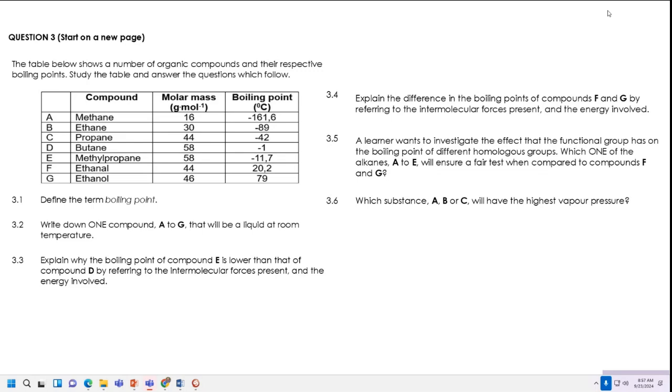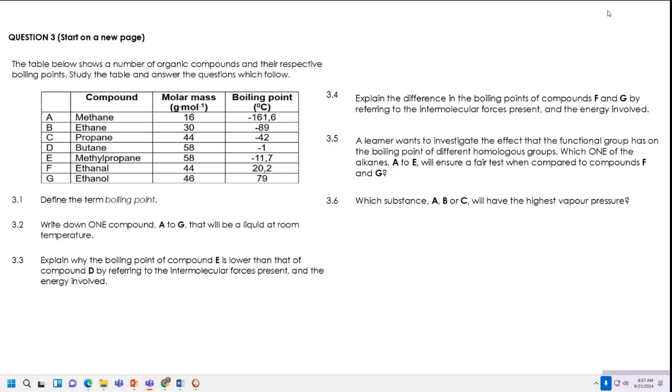So we've got our compounds. We've got their molar masses. Now let's look at the molar masses. We've got 16, 30, 44, 58. Look at that butane, and look at methyl propane. That's also 58. That's interesting. And then there's a bit of a dip there, and ethanol is 46. That's very interesting.